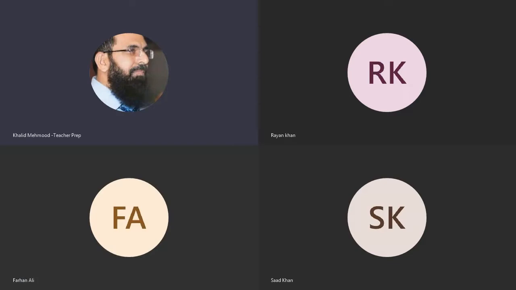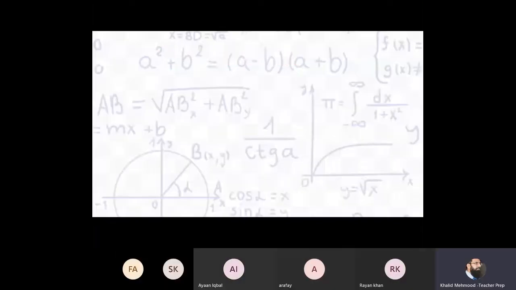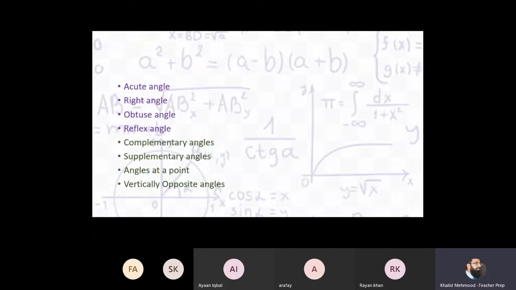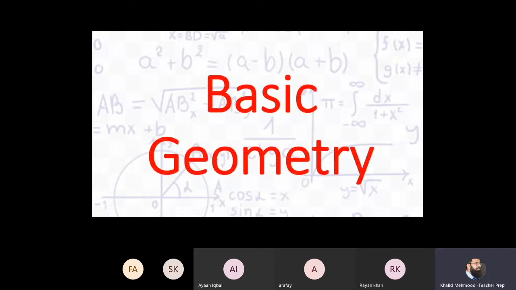Today's mathematics class is on the topic of basic geometry. In basic geometry, we'll be discussing angles, points, and lines, and problems related to these. Okay, so let's check it out.